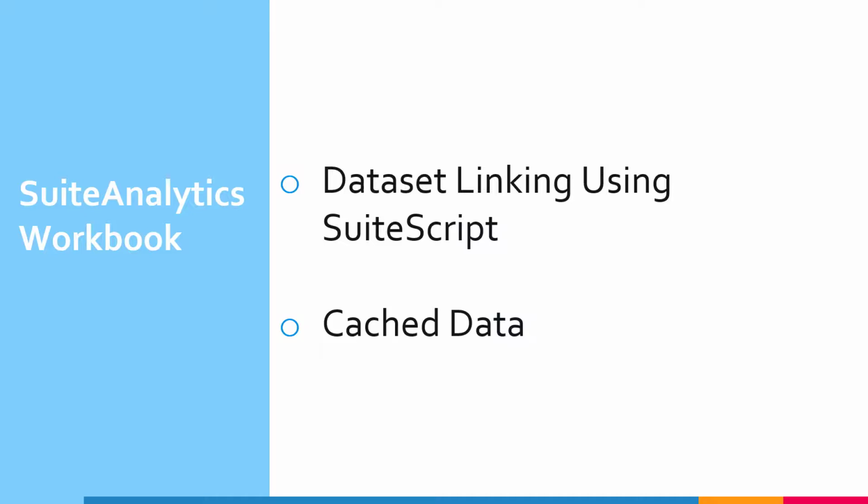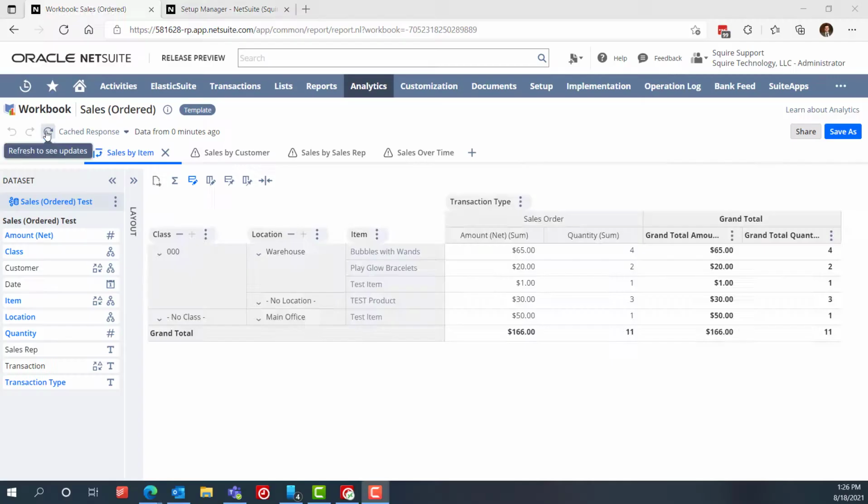NetSuite continues to improve on their data analytics and reporting tool, SuiteAnalytics Workbook. Now users can link two separate datasets to be used in a single visualization. However, datasets are defined using the n/dataset link SuiteScript module, not in the Workbook user interface. If you need help creating linked datasets for reports and visualizations, like a budget versus actual report for example, let us know.